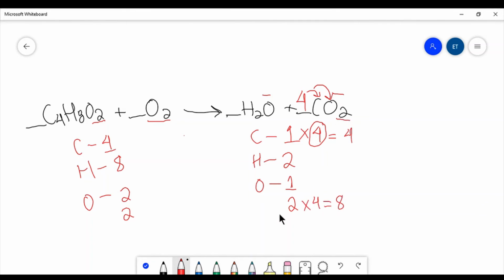Okay. So let's leave the oxygens for last. Now we're going to look at the hydrogens. We have 8 hydrogens here, but we only have 2 here. So we can try to multiply this by 4 to get 8. Then insert this coefficient here. So 4 times 2 is 8, as we already said. And then we're going to multiply this one by 4 as well, because it's attached to the hydrogens.